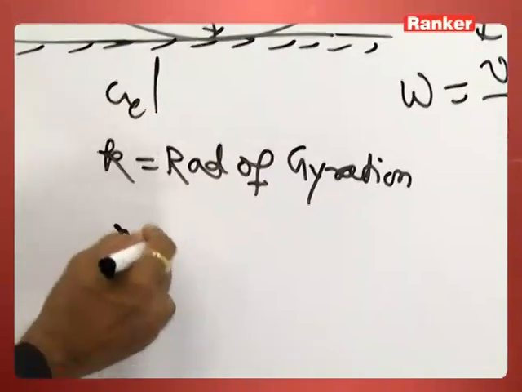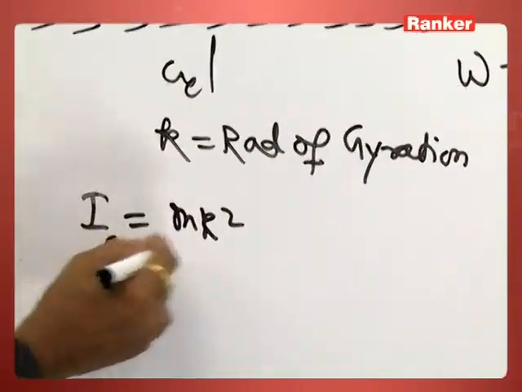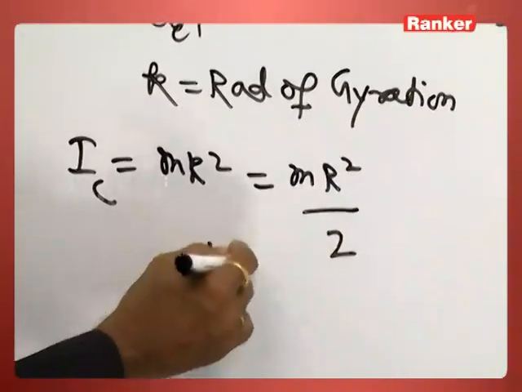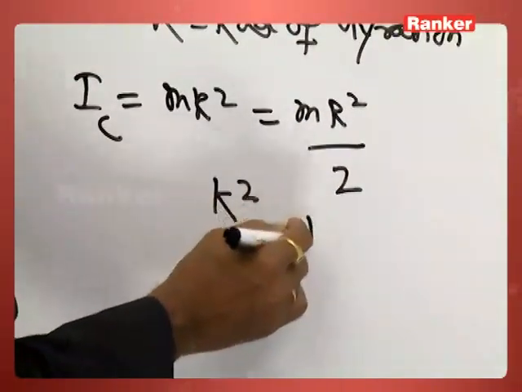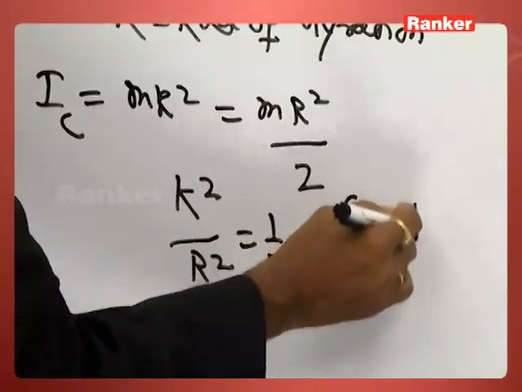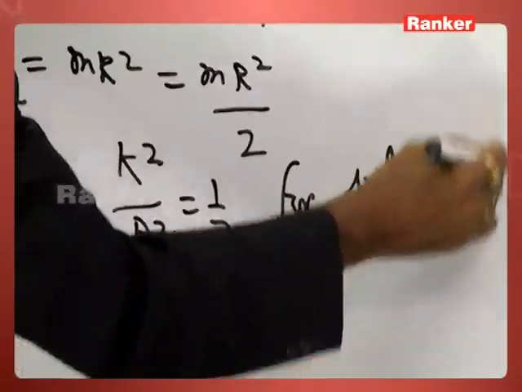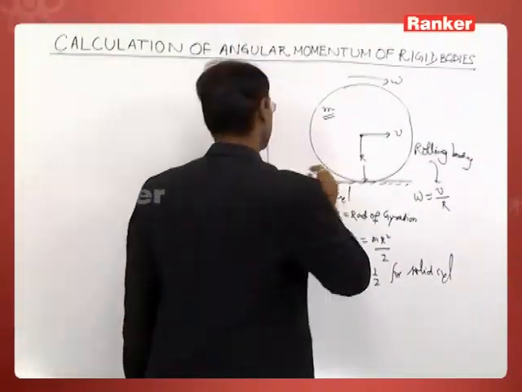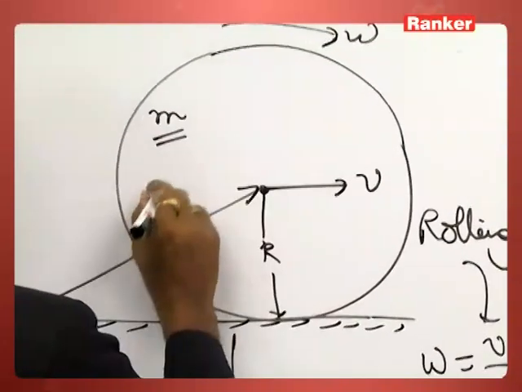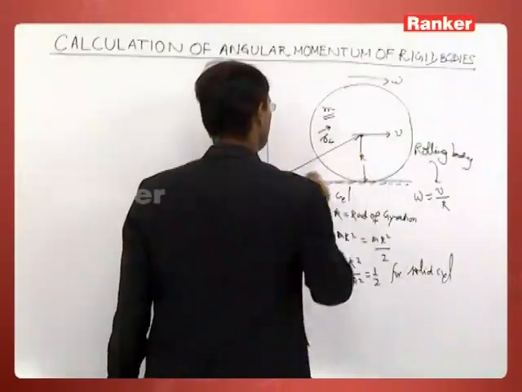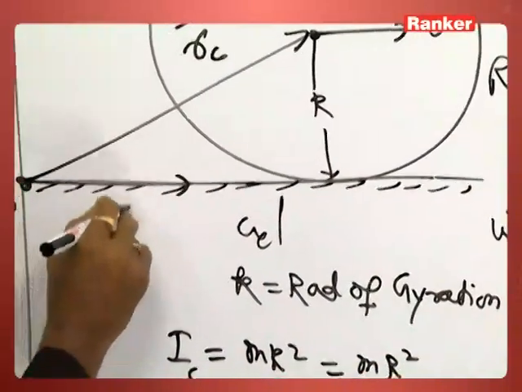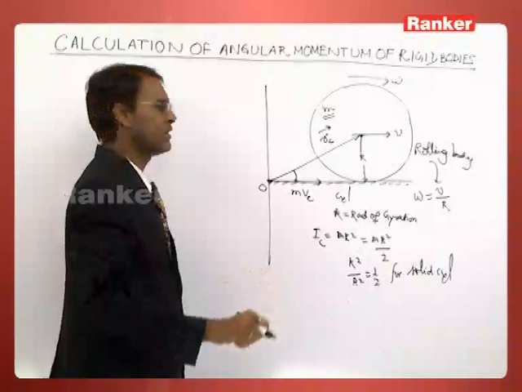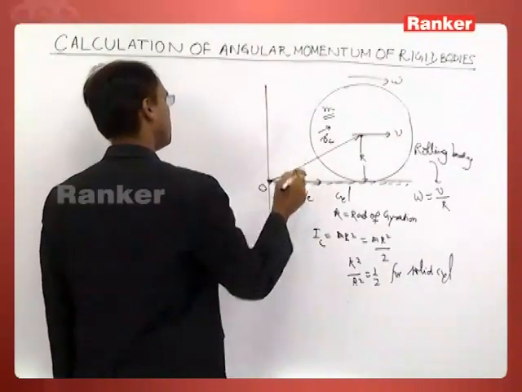M k square, that is IC, is equal to m r square by 2. So k square by r square is equal to half for a solid cylinder. With respect to the given point, this is the position vector of the center of mass, RC, cross MVC. Let this angle be theta.